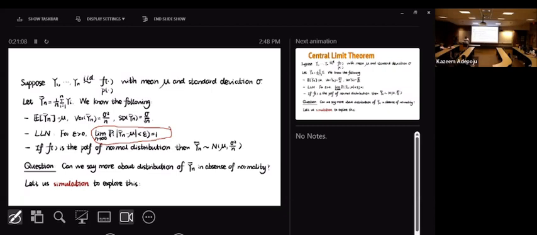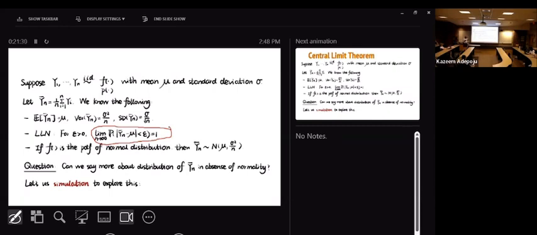We have the symmetric one and the asymmetric one. The symmetric one is the normal. The asymmetric ones, there are so many of them: exponential, Poisson distribution, Weibull distribution, chi-squared, beta, gamma. There are a lot of them that are not symmetric in nature.